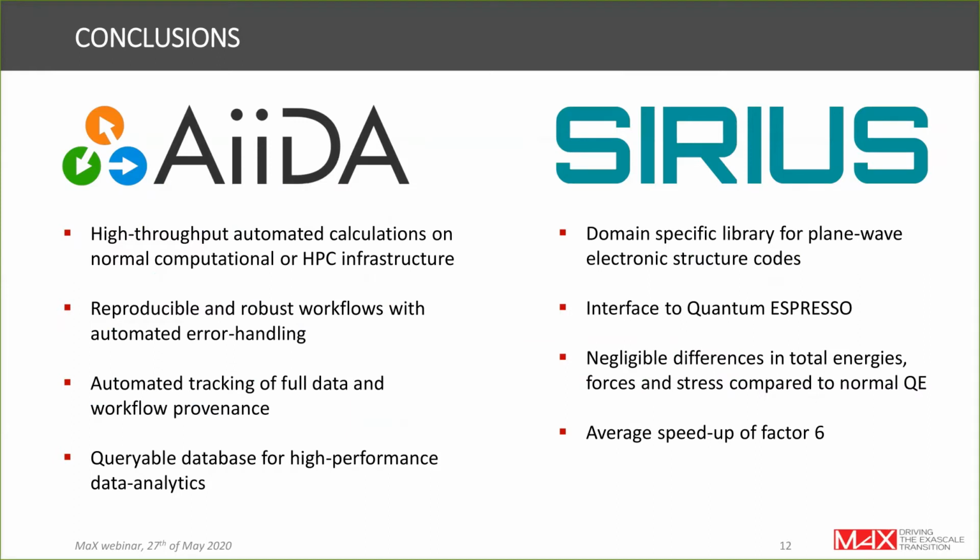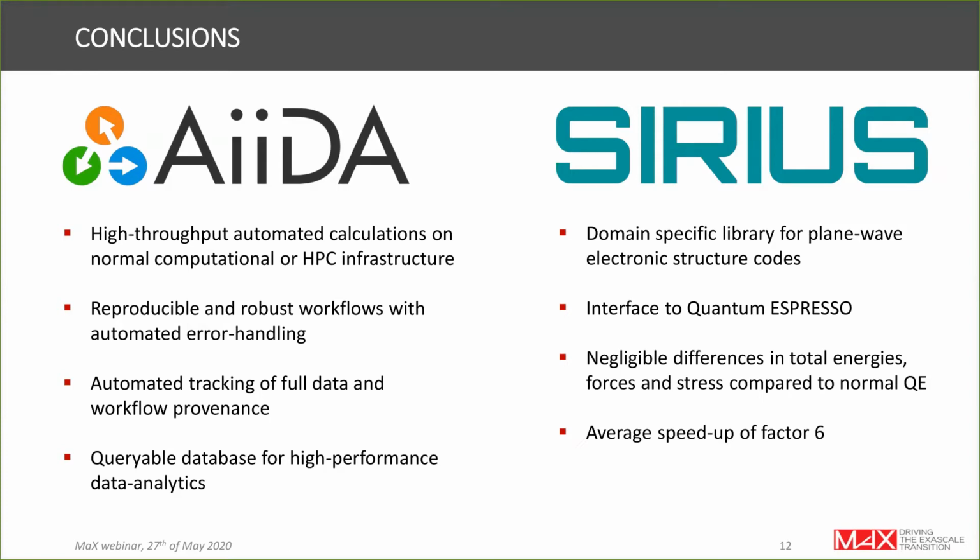So to conclude, I've presented AiiDA, which is a computational infrastructure that allows high throughput automated calculations on normal computational or HPC infrastructure. I want to remind you that you can also use it to run QE on your workstation or even your laptop. It provides reproducible and robust workflows with automated error handling. All the workflows that are run are automatically tracked in a database, as well as all the data that is produced. So the full provenance is stored, and all this data is queryable, which allows directly to perform high performance data analytics.